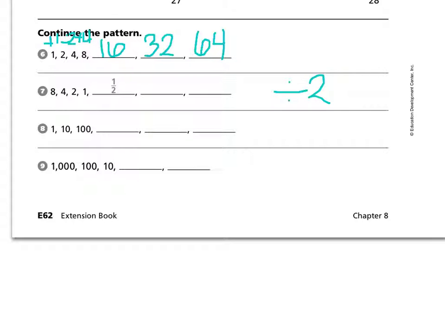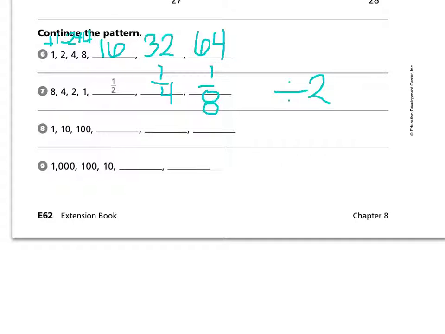I know that half of 8 is 4, half of 4 is 2, half of 2 is 1, half of 1 is 1/2. What's half of a half? I know that would be 1/4, and half of 1/4 would be 1/8. For number 8, I can see that I'm going up, so I'm going to be adding or multiplying. 1 to 10 would be +10. 10 to 100 would be +90. That doesn't seem logical.